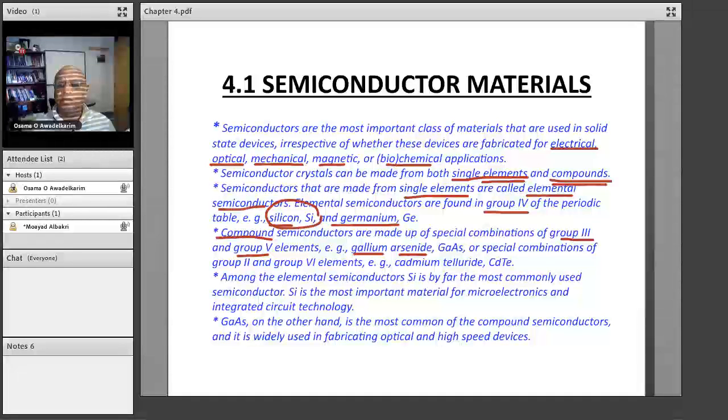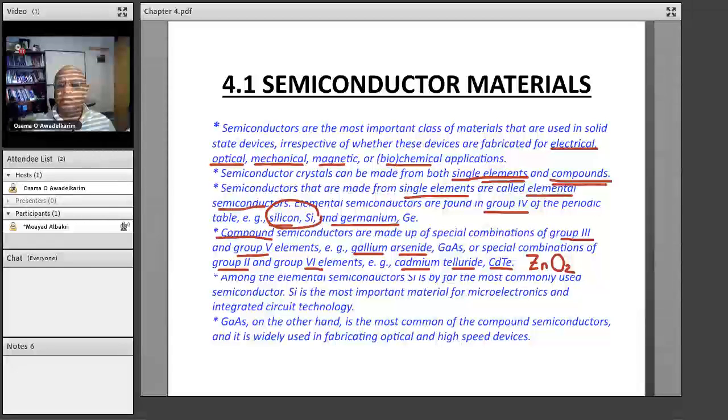Compound semiconductors also may be group 2 and group 6, like cadmium telluride. Cadmium is group 2, tellurium is group 6, so cadmium telluride is a semiconductor. Zinc oxide. Zinc is group 2, oxygen is group 6, so zinc oxide is a compound semiconductor. So semiconductors are either elemental or compound.